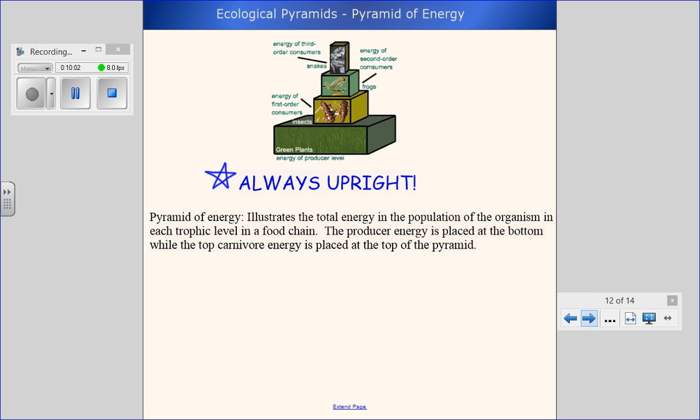When we talk about pyramids of energy, we're talking about the total energy in the population of the organism in each trophic level. The producer energy is placed at the bottom, and the top carnivore energy is placed at the top. Now this is fantastic because I don't care how many organisms there are. I do not care what their mass is. I simply care how much energy is available. How much energy are they providing?